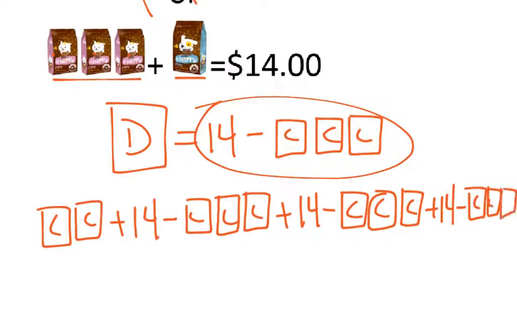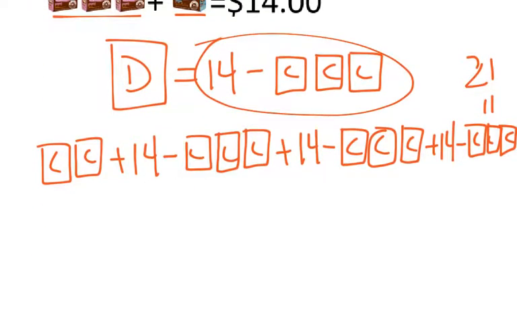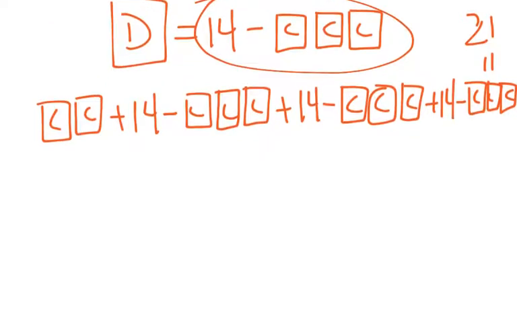But the benefit of doing this, and that was equal to $21, the benefit of doing this, just because it had 3 bags of dog food, a little bit more difficult, is that now all we're dealing with is cat food. Okay? Which means we can then figure out what's going on here.